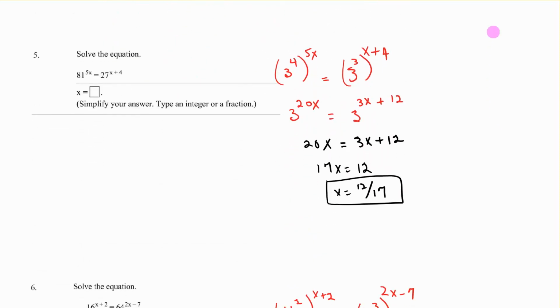81 to the 5x equals 27 to the x plus 4. 81 and 27 can both be written as a base 3 raised to some power. 3 to the 4th is 81, 3 cubed is 27. We still have these, but remember, power to power we multiply. So this is 3 to the 20x equals 3 to the 3x plus 12. We then take the exponents and set them equal. We have 17x equals 12. So x is 12 over 17.